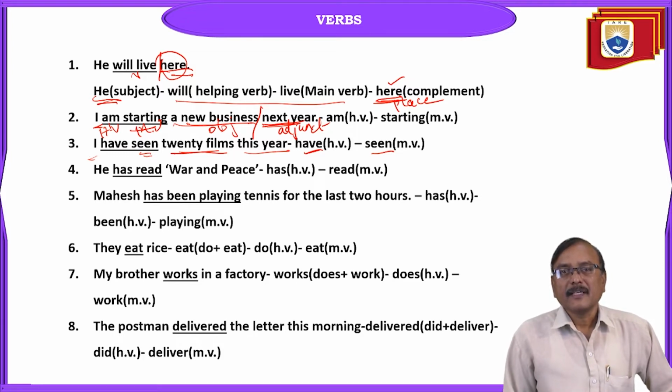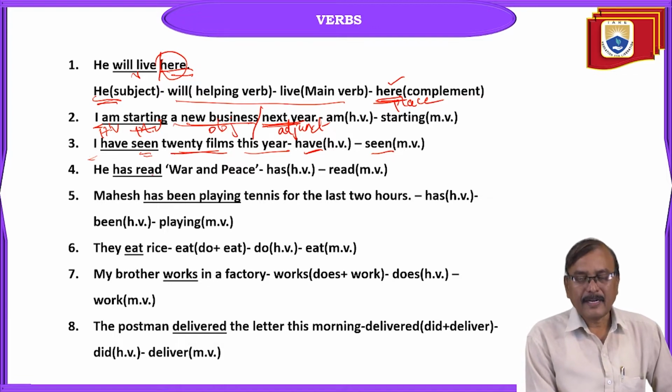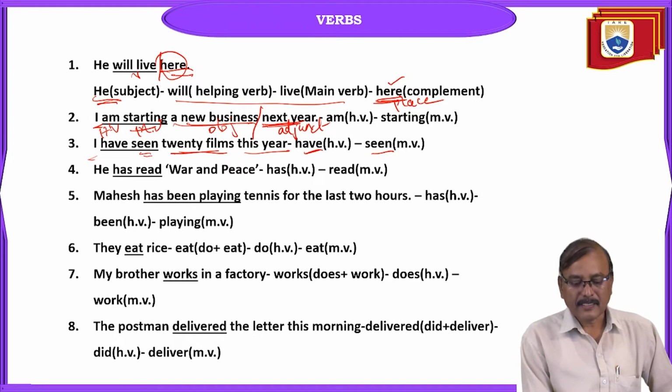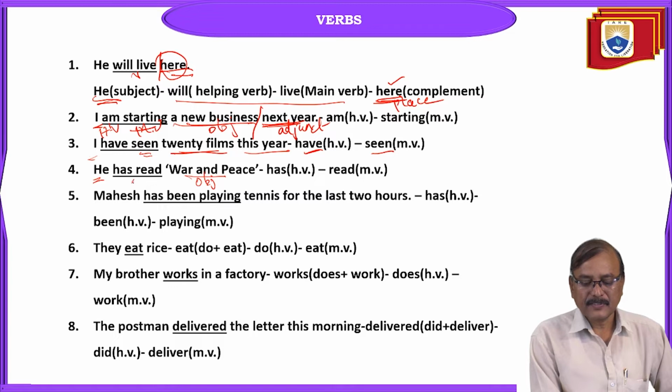Okay. He has read War and Peace. Has read is the verb. Within this, read is the main verb. Has is the helping verb. And the subject is he. And War and Peace is the object. War and Peace is the name of the book here. Object. This is the verb.